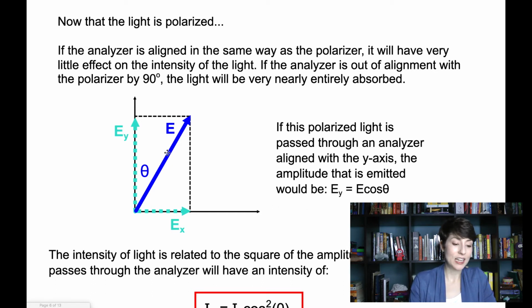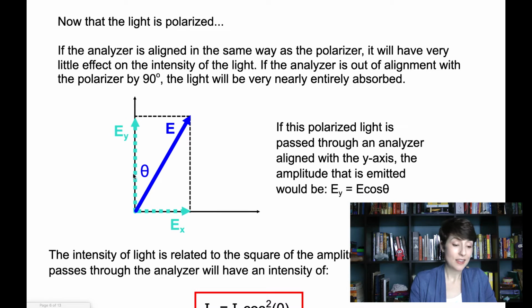Let's look at this example here. Let's say this is the orientation of my electric field. In this example, I'm looking head on as the light is heading at me, and I'm just omitting the magnetic field. So we're just looking at the electric field. If my polarizing filter were aligned with the y-axis, the only part of this vector that would be able to pass through my filter would be this E_y component.